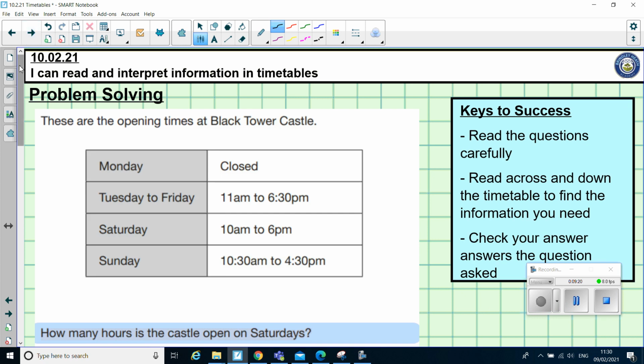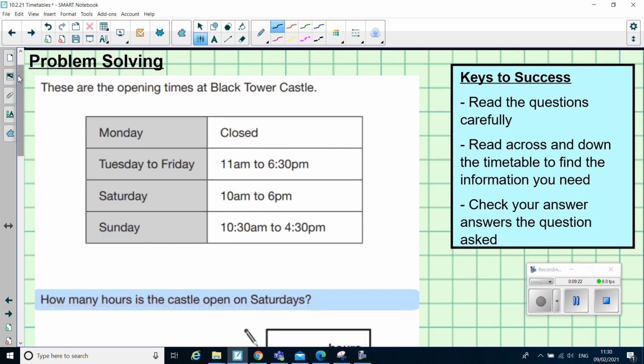Okay, what we're going to be doing on maths.co.uk then for our problem solving part of our lesson, year 6, is reading timetables. Now, timetables come in all kinds of shapes and sizes, and so the keys to success for timetables are quite vague, but I would say read the question carefully is the most important key to success here. Okay, you've got to look at what the question is asking you to do. Then you've got to look at the timetable, and you'll need to read across and up and down to find the information that you need. And then finally, double check that your answer actually answers the question asked, because this is where children tend to make mistakes here.